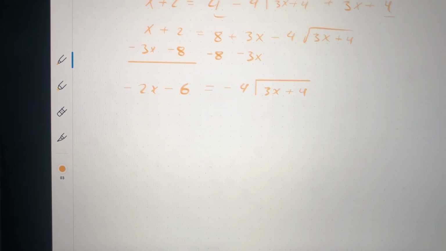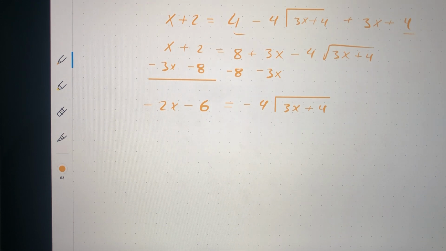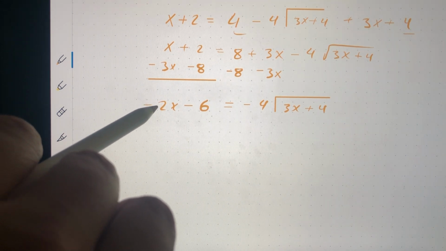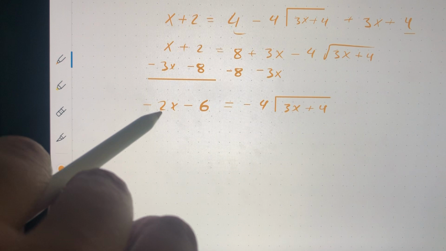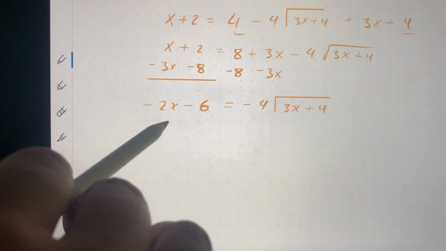At this point, if we wish to make our life a little bit easier, we see that all of our numbers are even, 2, 6, 4, and negatives also.